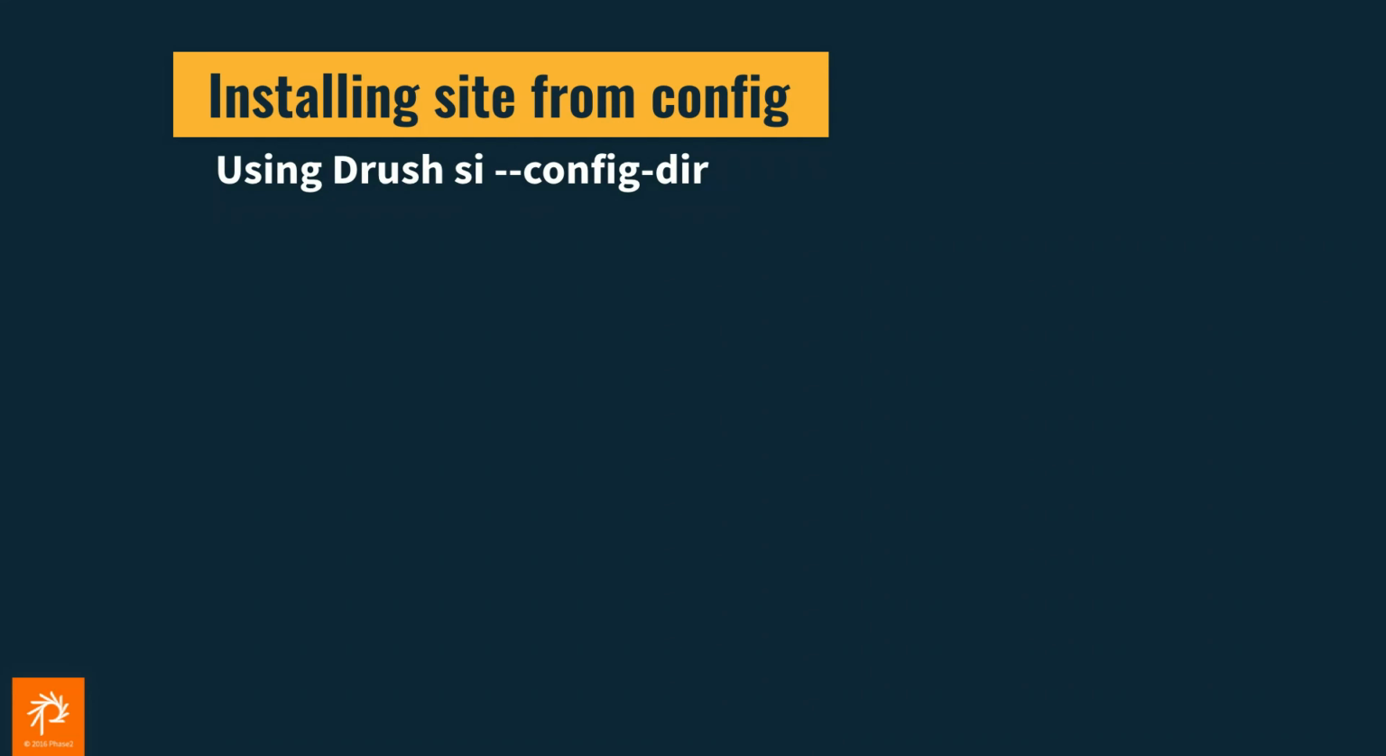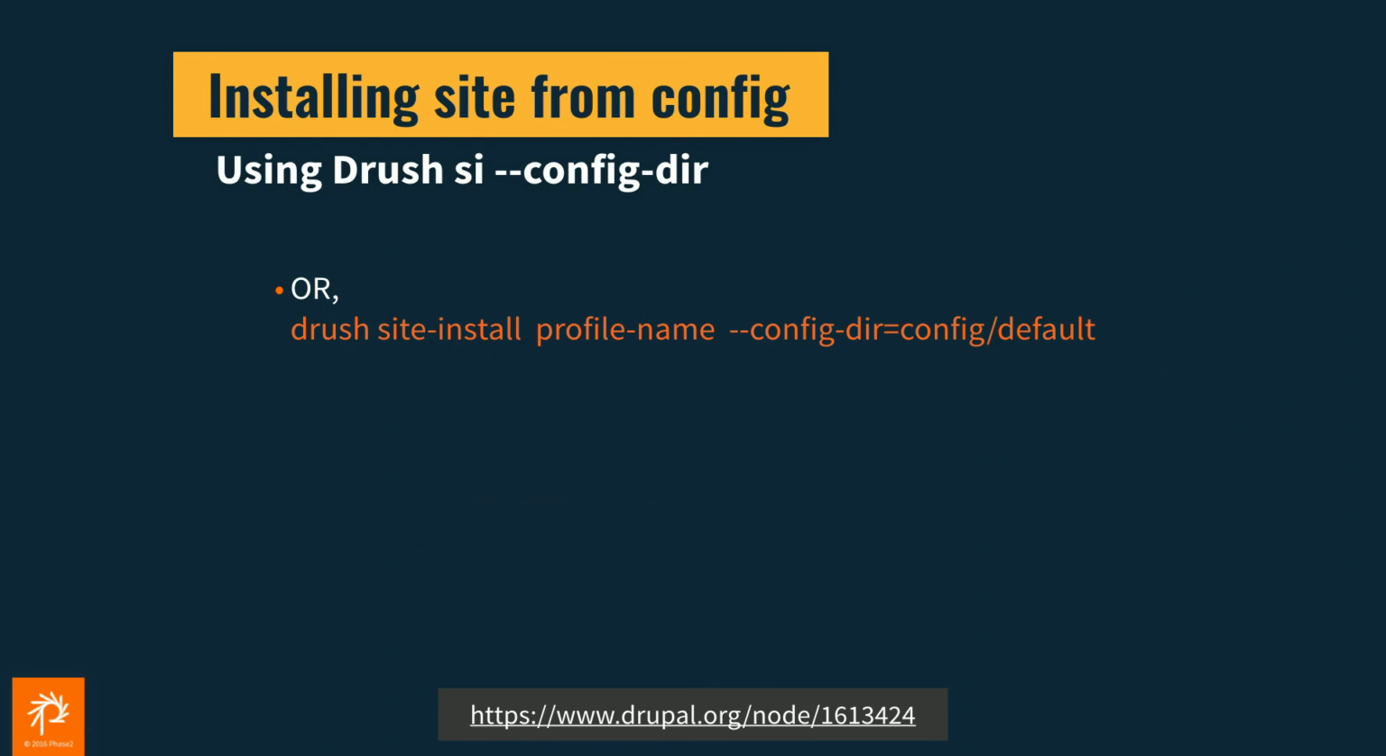So another one that people have been using before this patch, because the patch is relatively new, I'd say it's been around for a few months now. Previously, there was this new option added to drush site install called config. And so you could do a drush site install, your profile name, and then config and give it the path to your config sync directory, so config/default. And there's the meta issue that talks about all things related to installing stuff from config.